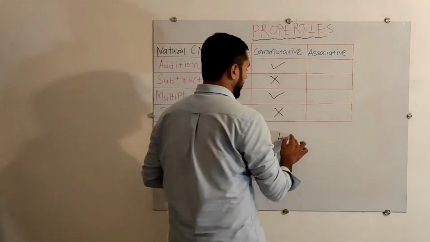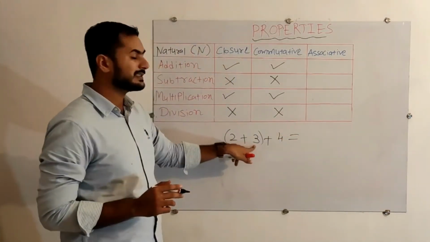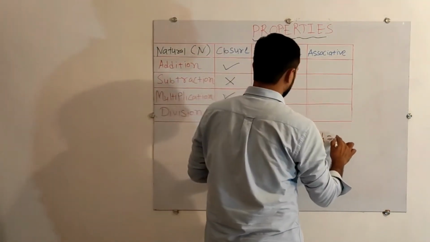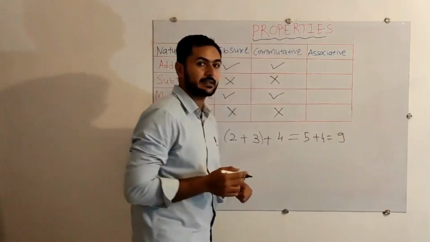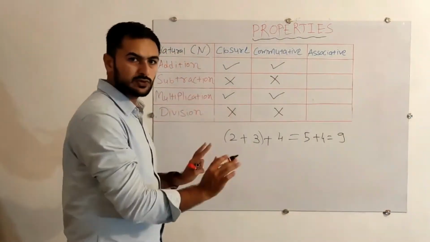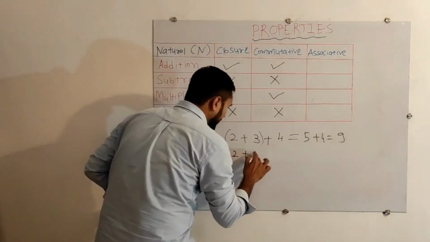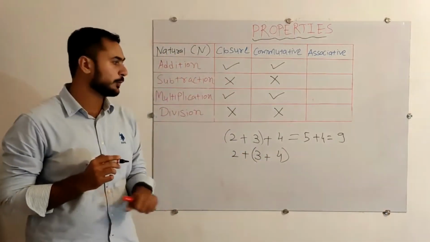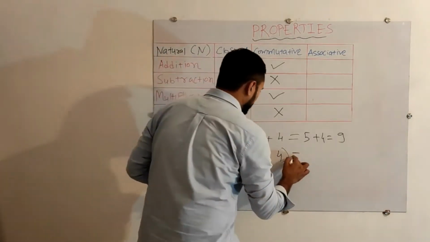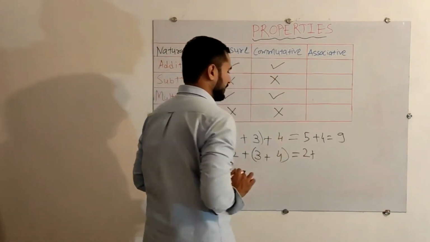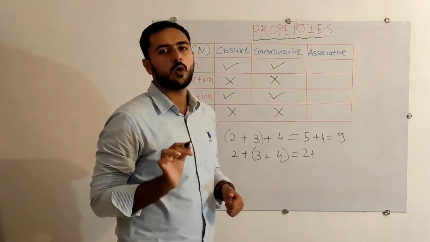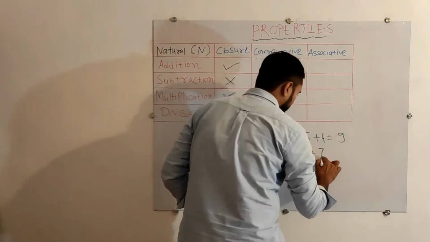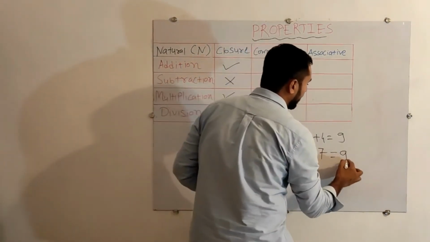So first of all I have to solve the bracket. 2 plus 3 is 5, and 4 as it is. So the answer we got is 9. Now next time I have to do the same thing with the same numbers, but I have to change the group. So I changed that group, and now this 2 is as it is, because in mathematics we always have to solve the bracket first. So here 3 plus 4 is 7 and 2 plus 7 is 9.